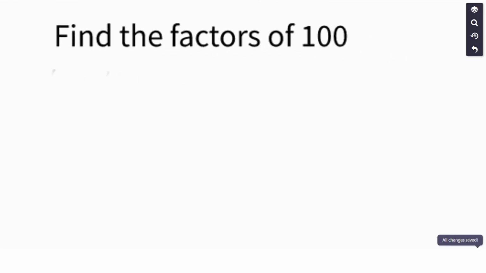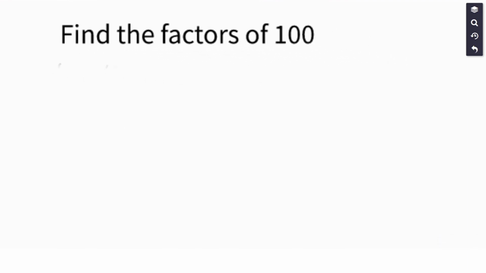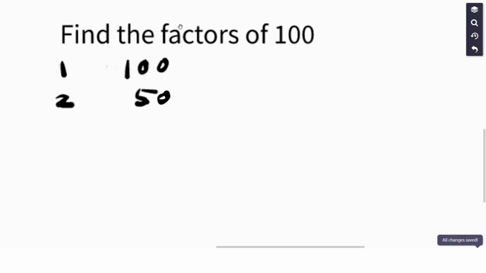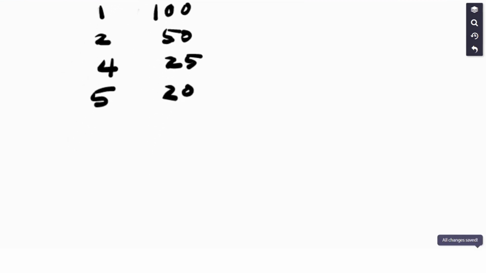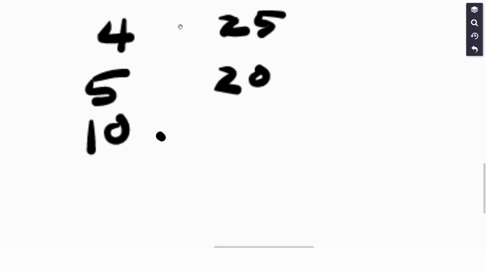Let's try it on a ridiculously large number like 100. Alright, you can divide 100 by 1 and 100. Because 100 is an even number, you can divide by 2, which results in 50. Can you divide by 3? No. 4? Yes, then you can divide it. 100 divided by 4 is 25. Can you divide by 5? Yes, you can. And 100 divided by 5 is going to be 20. And then can you do 6? No. 7? No. 8? No. 9? No. 10? Yes. 10 and 10.